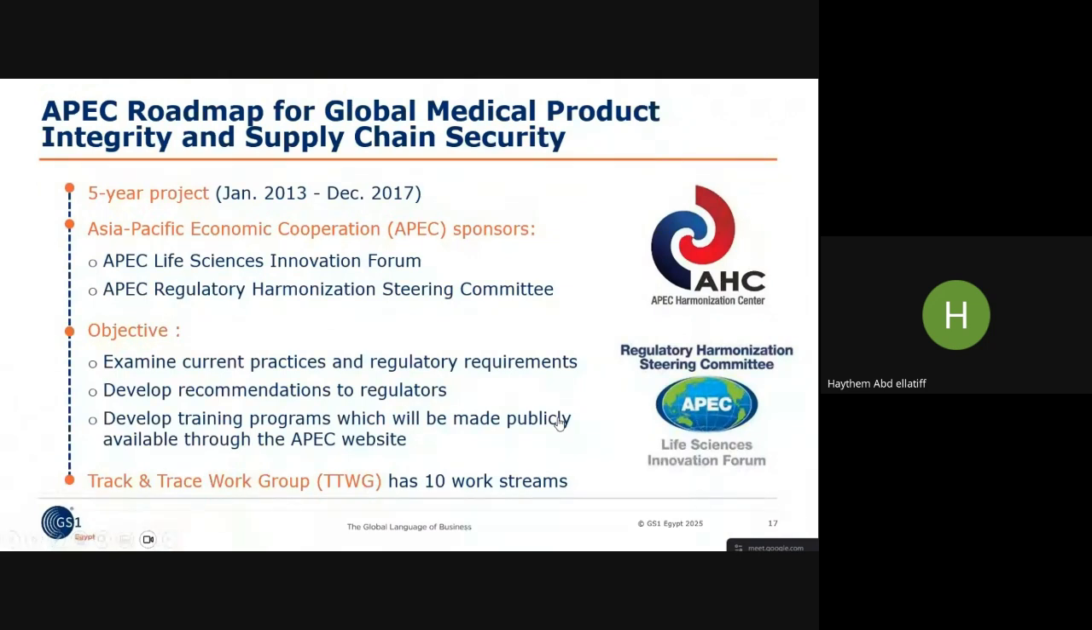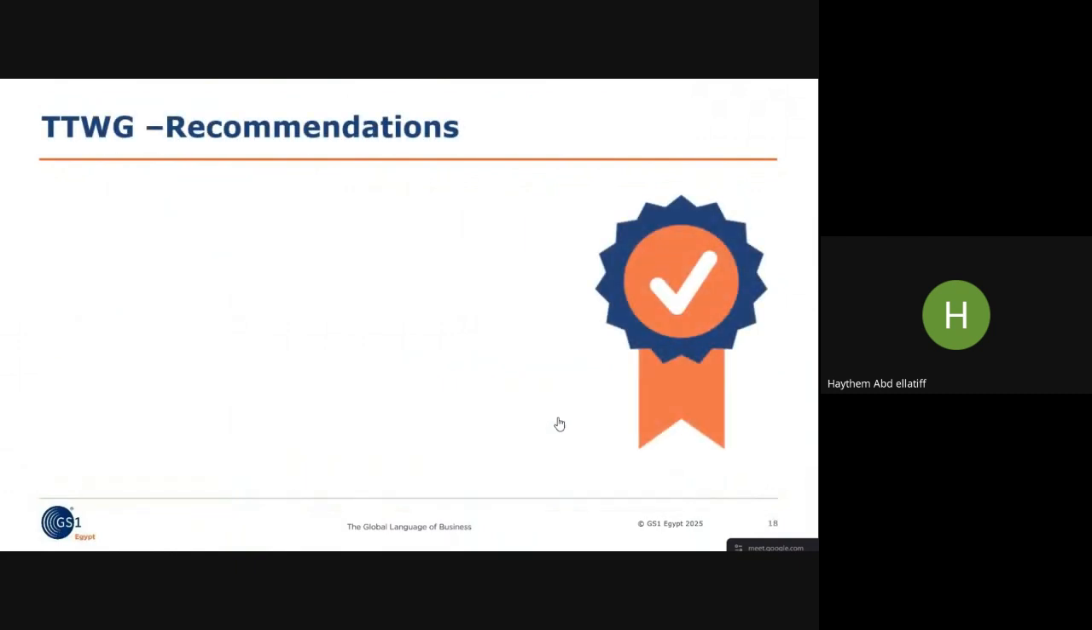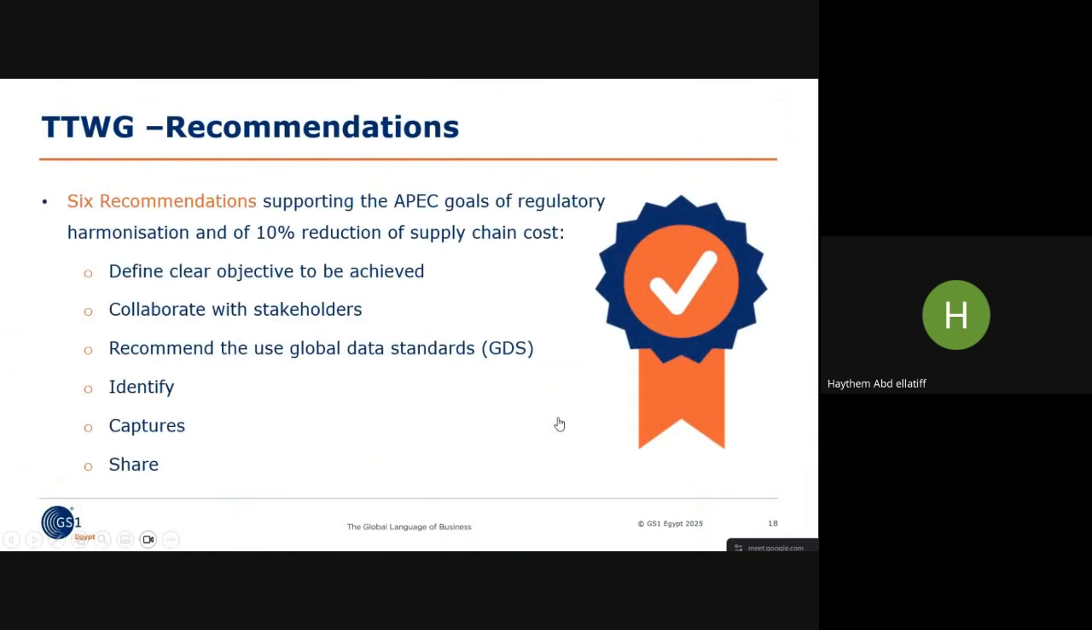It has 6 recommendations for all the regulators in the world who want to have a successful track and trace. The key recommendations are: define a clear objective, collaborate with the stakeholders, and use a global data standard. Without these, systems become complex, costly, and difficult to connect.